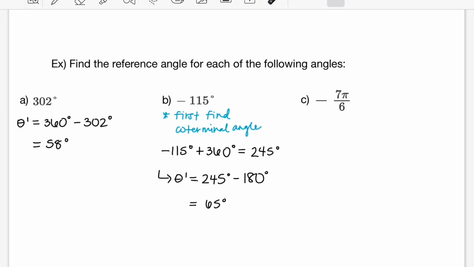Now doing the same thing here, we have negative 7 pi over 6. Again, first we want to find the coterminal angle for this guy because we have that it's negative. We'll keep this in terms of radians here. So if we're going to add 360 degrees to this guy, that's the same as adding 2 pi. So this would be negative 7 pi over 6 plus 12 pi over 6, which gives us 5 pi over 6. So an angle coterminal with negative 7 pi over 6 is 5 pi over 6.